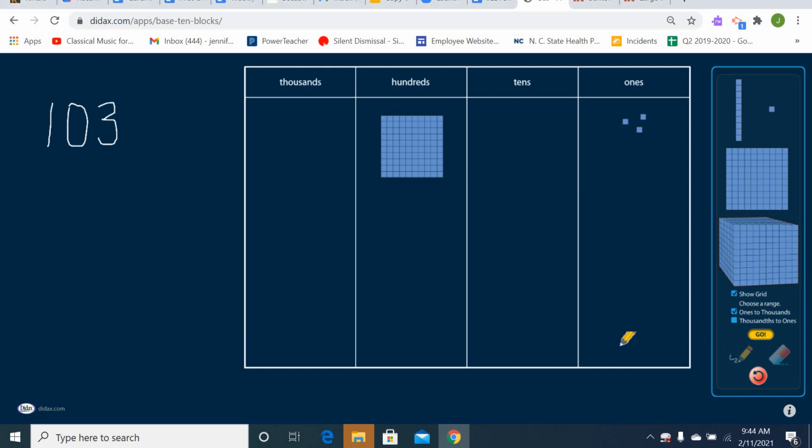All right, let's look at our base 10 blocks. I have one group of 100. I have no tens. And I have 3 ones. Okay, let's look at our number. 103. Yep, did it right.